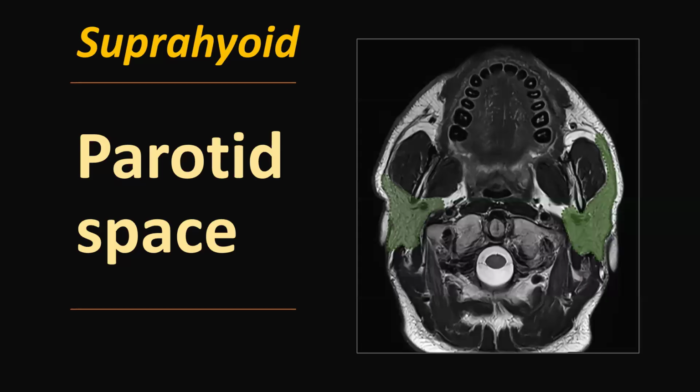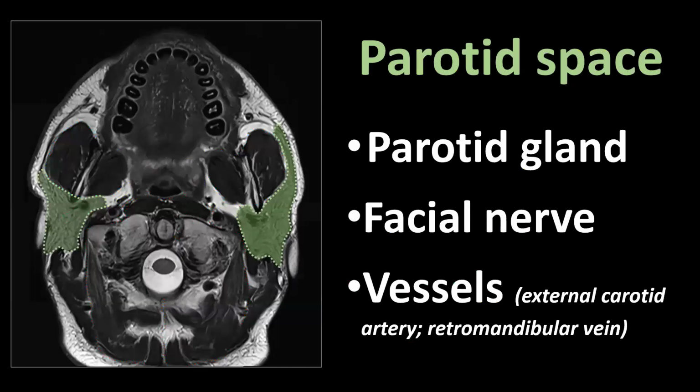Let's now examine lesions of the parotid space. Parotid space anatomy is not that difficult. The parotid space contains the parotid gland, so most pathology in the parotid space will originate from the parotid gland. Other noteworthy structures in the parotid space would be the facial nerve and also some vessels like the retromandibular vein and branches of the external carotid artery.